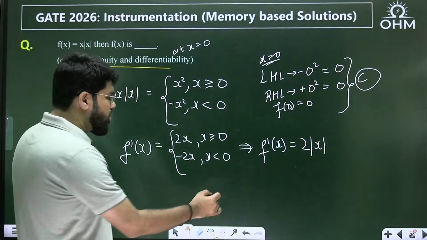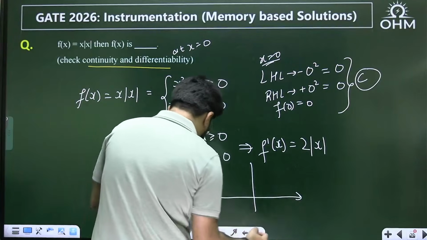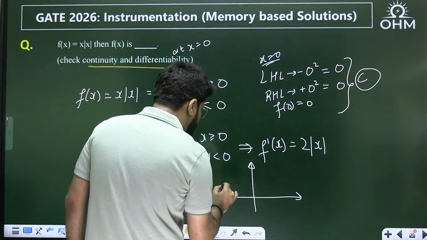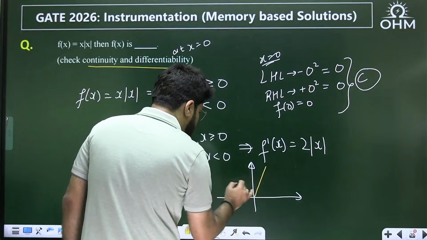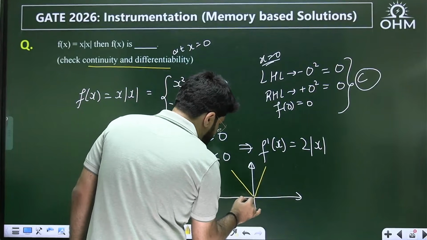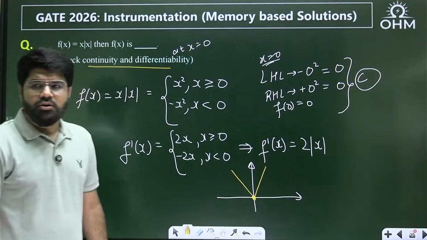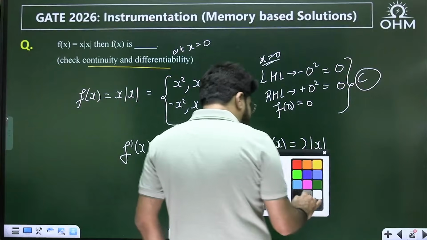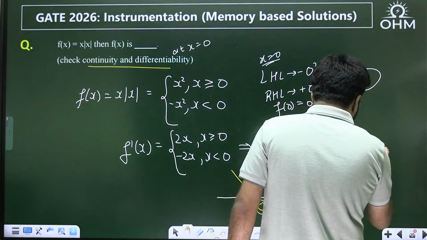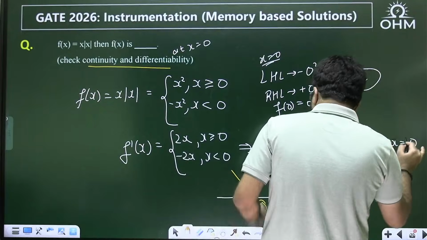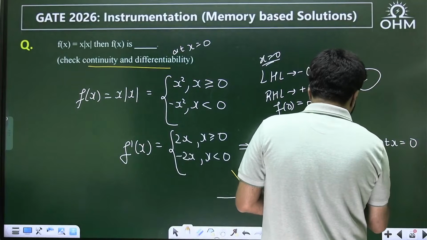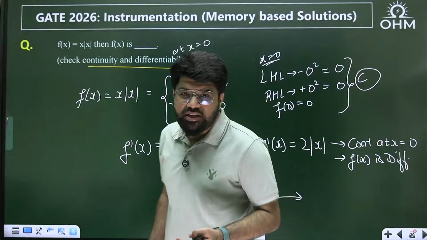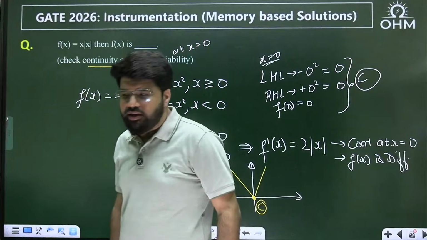Or you can draw the graph. What is the f dash x function? This f dash x function is a modulus function. 2x here, slope 2, and minus 2x here. Is it not continuous? Now I'll tell you 2 things. Is it not continuous here? So the f dash x, the derivative, is continuous at x equal to 0. Derivative is continuous means what? It means f(x) is differentiable. That is one way of understanding differentiability. A function is differentiable means its first derivative must be continuous at that point.